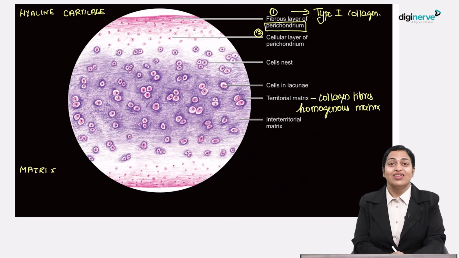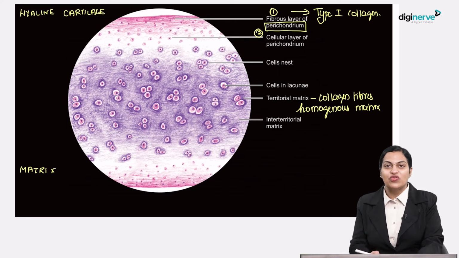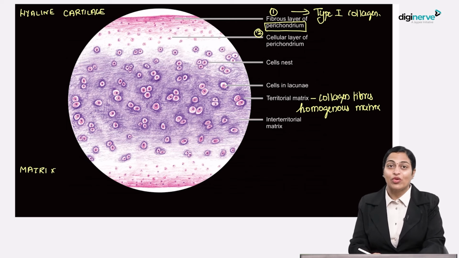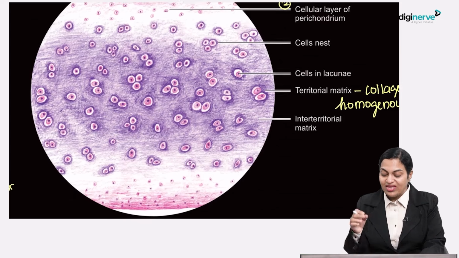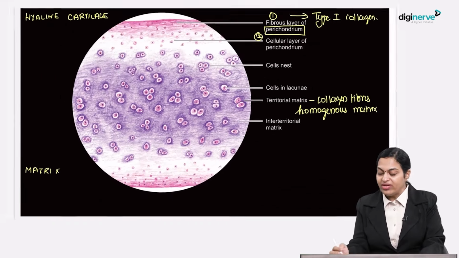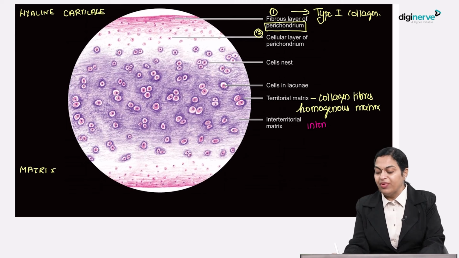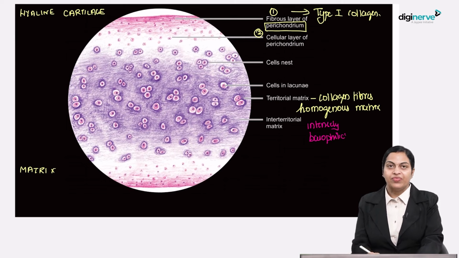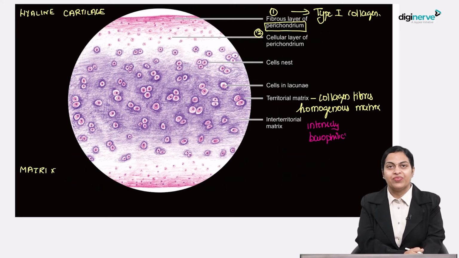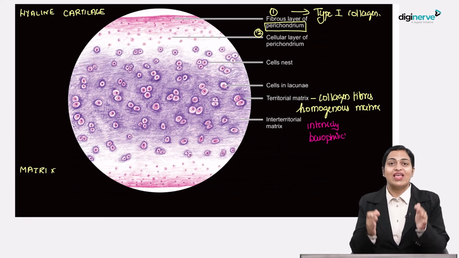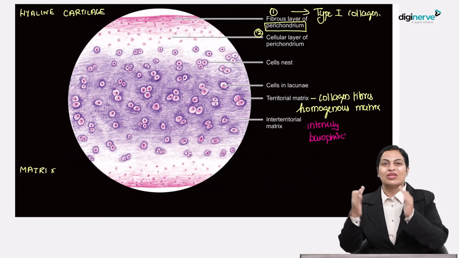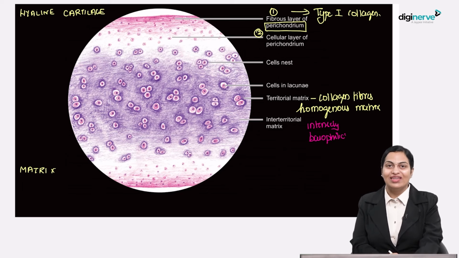And then another feature very exclusive of hyaline cartilages about the matrix is, can you see? It is bluish. We call it an intensely basophilic matrix. Why so? Because the chondrocytes are surrounded by the newly formed matrix, which is rich in proteoglycans. That gives it a bluish hue, right? So we call it an intensely basophilic homogeneous matrix, very characteristic of hyaline cartilage.